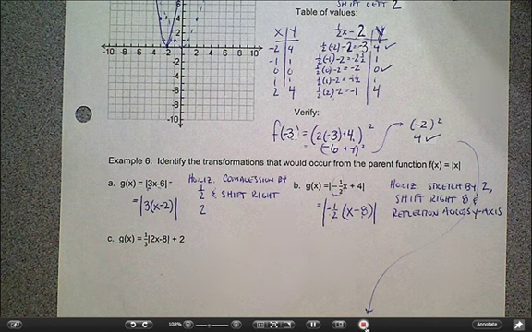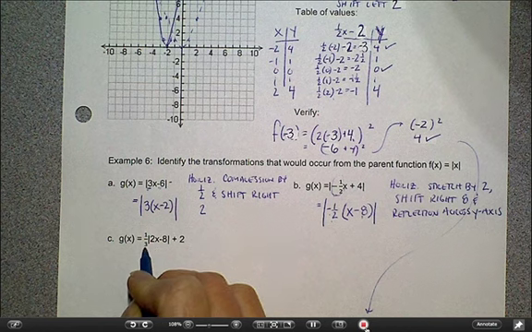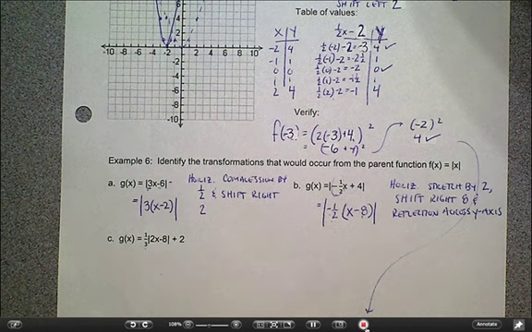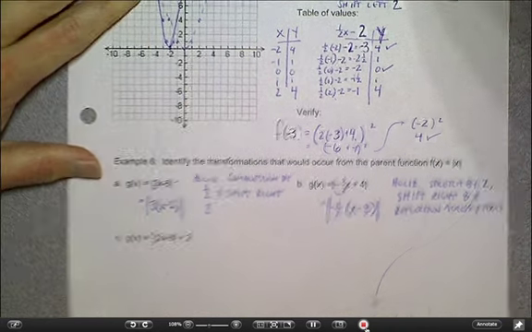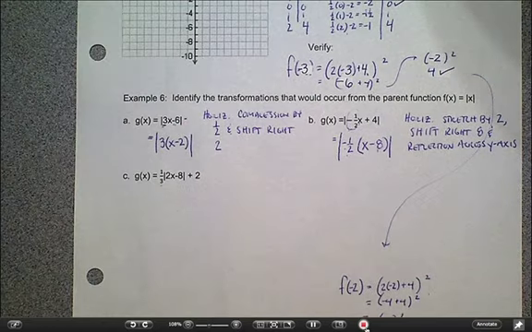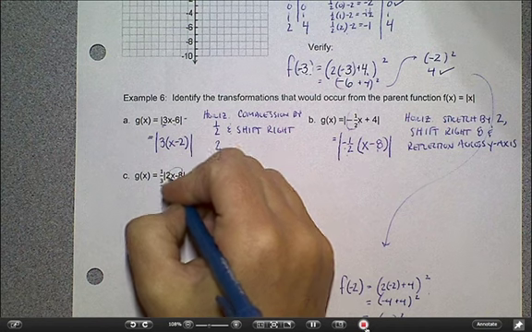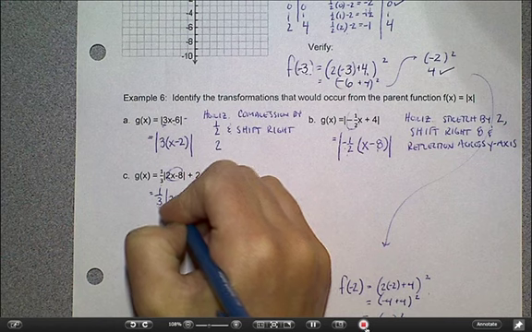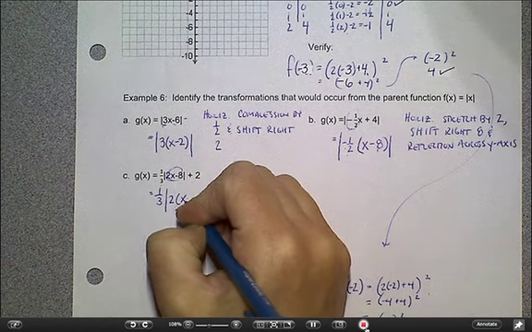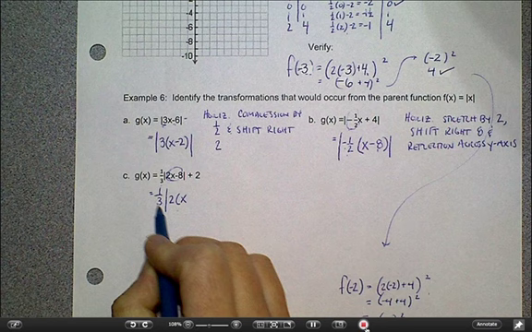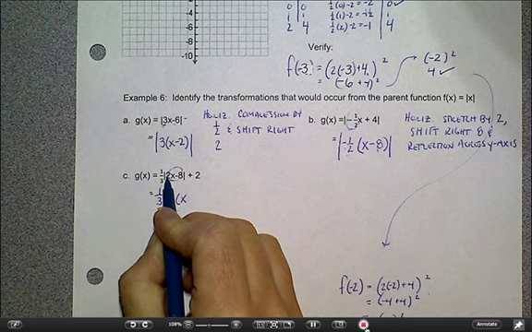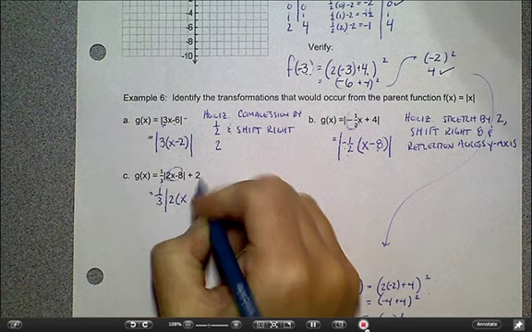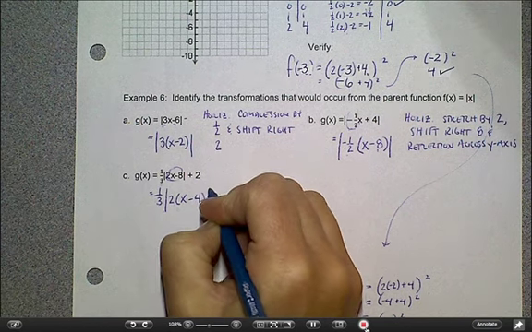And then C, I put here just as a reminder that this whole idea of factoring out the stretch or compression value is only for horizontal. So again, horizontal changes are always the one that's our pain. You don't have to worry about it with the vertical changes. So I just have to go in here and do that. So it's just going to become 1/3 times, sorry, 1/3 times absolute value. Again, whatever number sits in front of the x is what we factor out. So 2 times x minus 4, plus 2.